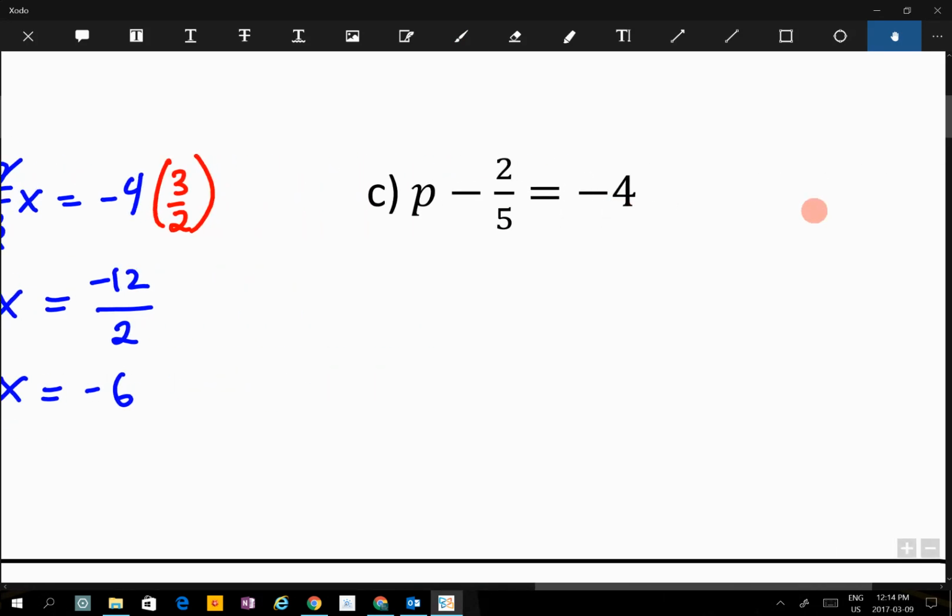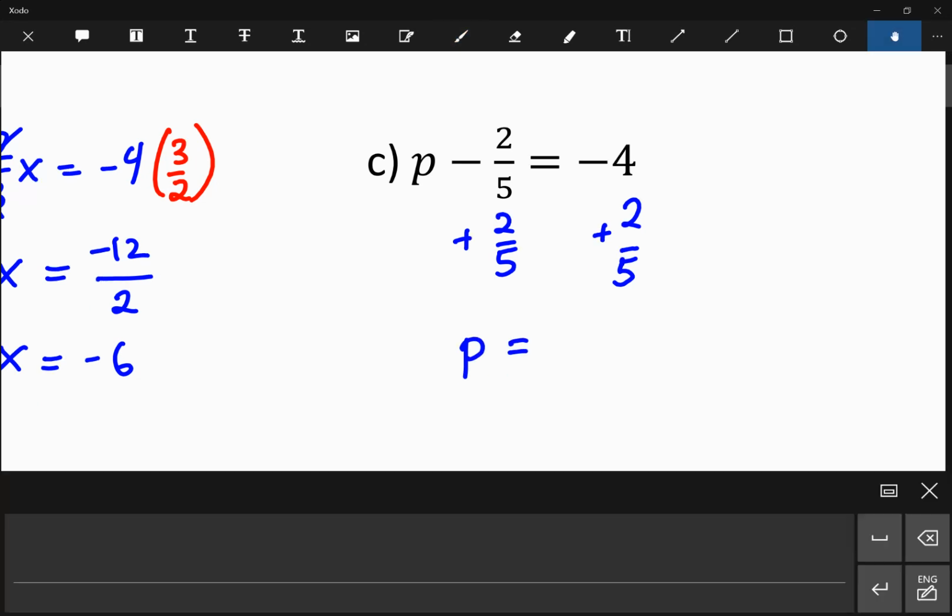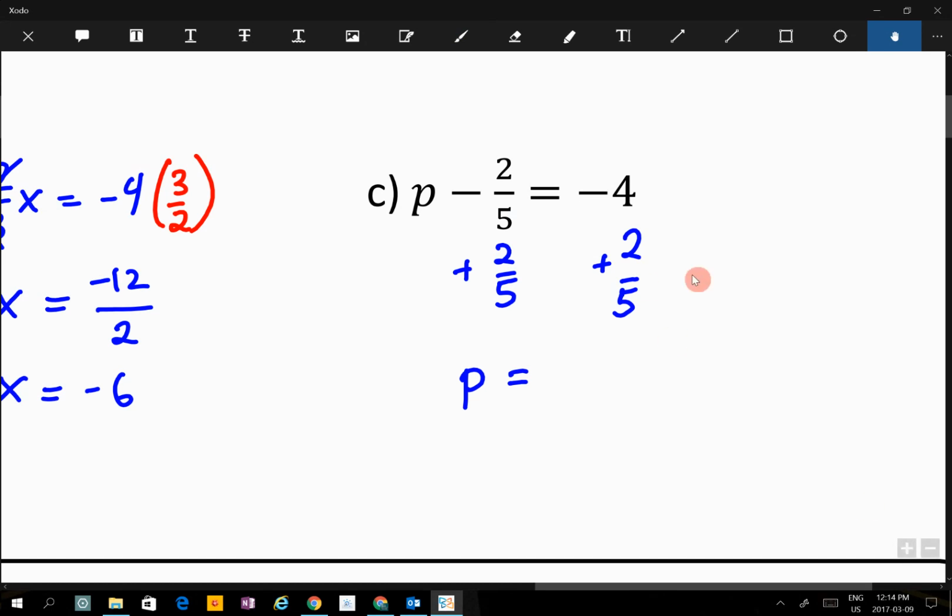Our next example, p minus 2 over 5 equals negative 4. Now we're not multiplying any fractions in here, we're actually subtracting a fraction. So to isolate this variable, I have to add the positive 2 over 5 so that I can cancel that, and on the right side, I'm also adding 2 over 5. Negative 2 over 5 plus 2 over 5 is 0, leaving me with just p, the variable, on the left side. And here I have negative 4 plus 2 over 5, or I could say 2 over 5 minus 4.